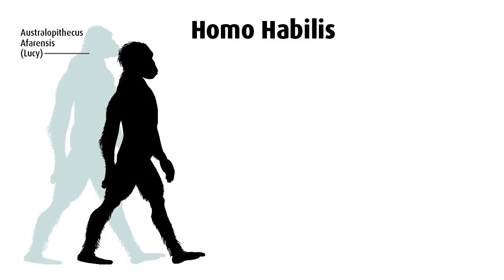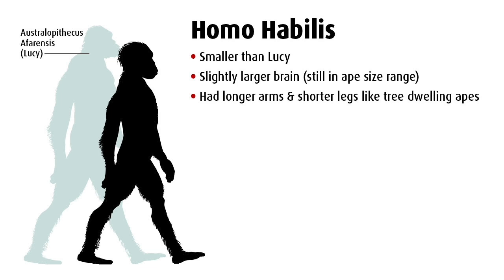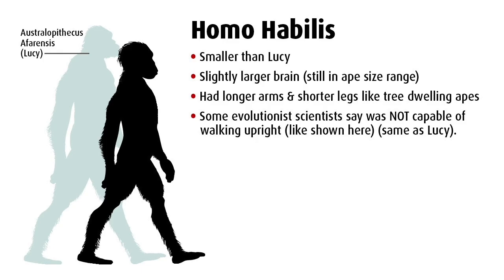Now, a more recent claim for a missing link is a creature called Homo habilis. And let's look at the evidence. In the background, we've got a silhouette of Lucy, who we've already talked about for comparison. That light blue silhouette is Lucy. So this creature was even smaller than Lucy. It had a slightly larger brain than Lucy, but still in the ape brain size range. And it had longer arms and shorter legs like tree-dwelling apes. And some evolutionist scientists say it was not capable of walking upright, like it's shown here, and like also Lucy is shown here, who also could not walk upright.